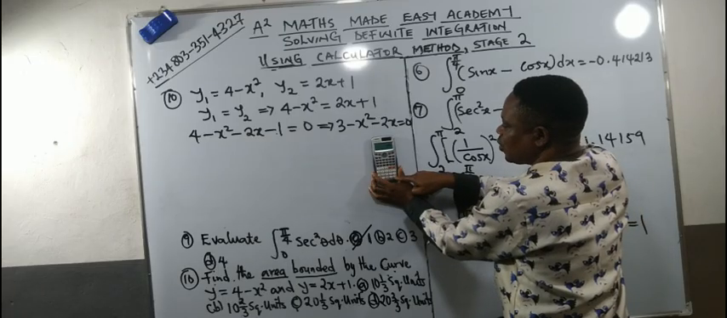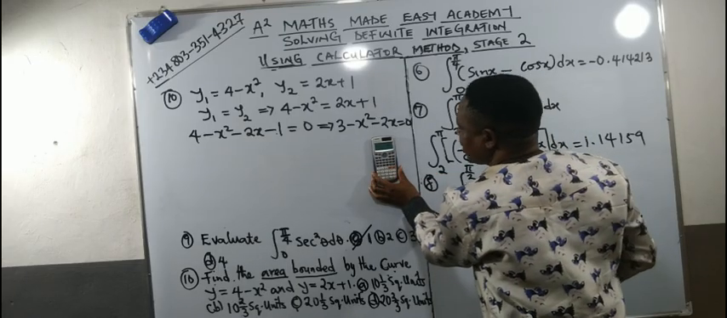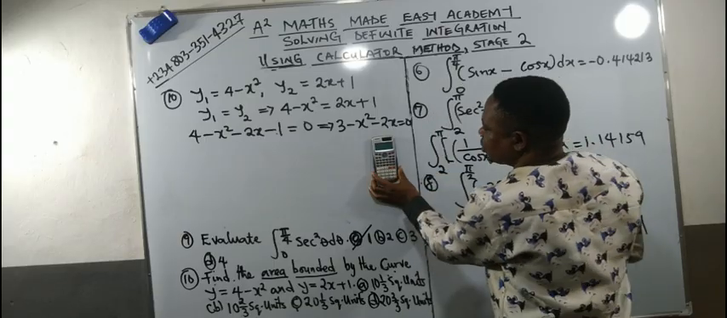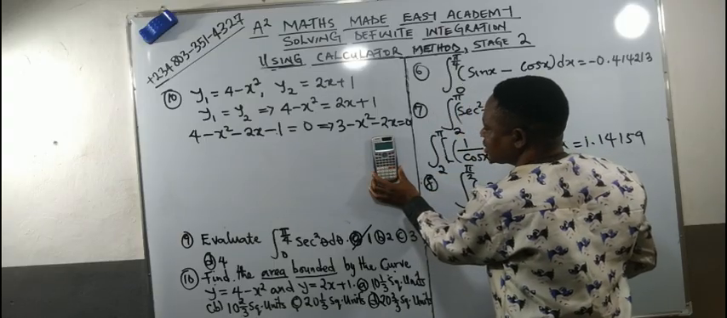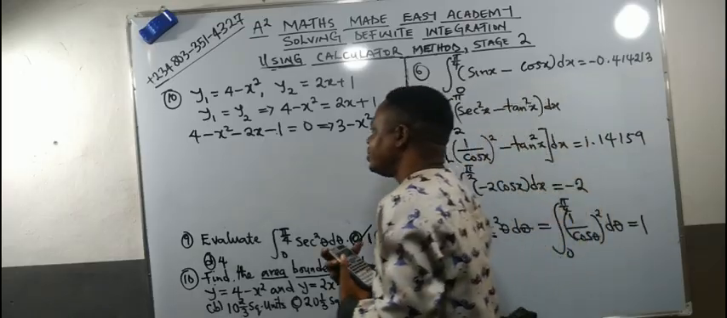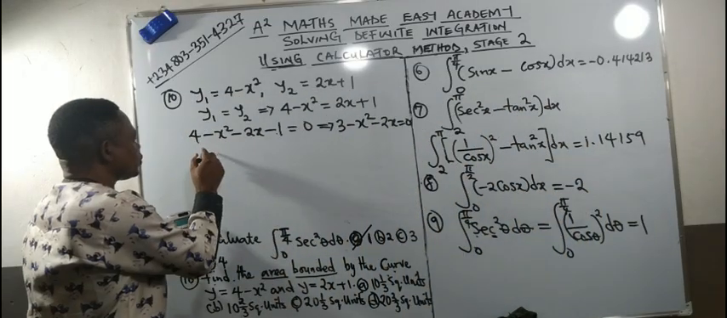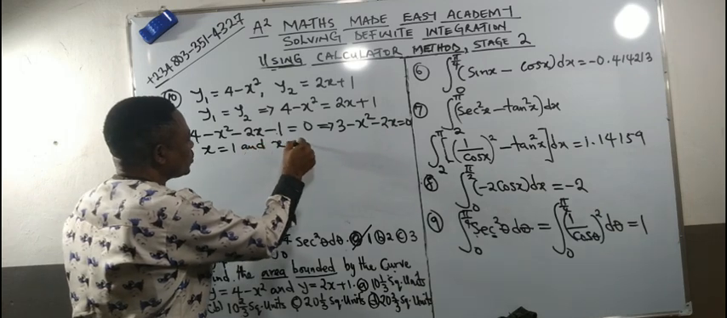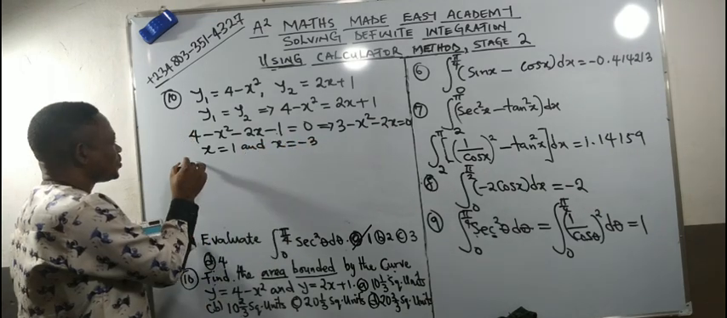Then what's the first thing? First punch equal to. It will generate x1. The value of x1 is 1. Wow. Punch another equal to. It will generate minus x. So which means we have known the upper limit and the lower limit. Are you with me? So which means x is 1 and another x is minus 3.